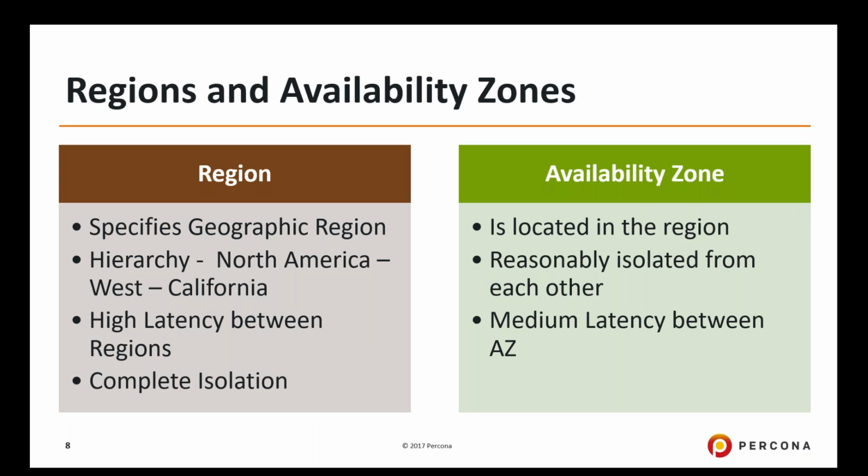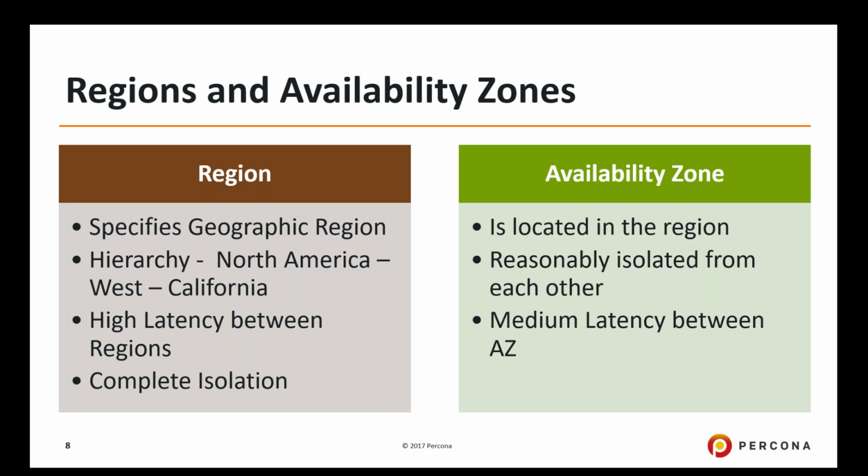Now, another interesting concept which you need to know about the cloud is region and availability zone. The region specifies a geographic region, and typically it comes with hierarchy. So, for example, you may have a region which is defined as North America, West California, right? Which is the region in North America on the west side and in California. Now, with regions, we have a couple of different properties. One is that different regions tend to have complete isolation between them, both on a technical level as well as on a geographical level, right? So, for example, some natural disasters may affect the whole region, but it is unlikely they will affect multiple regions, especially if they are substantially isolated.